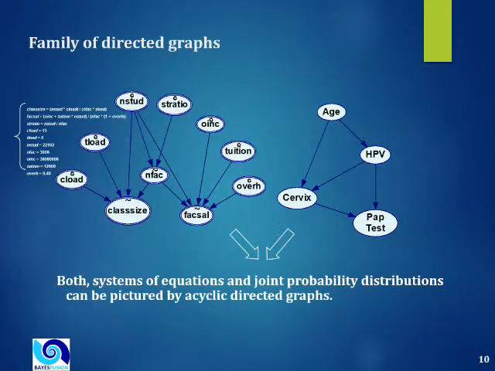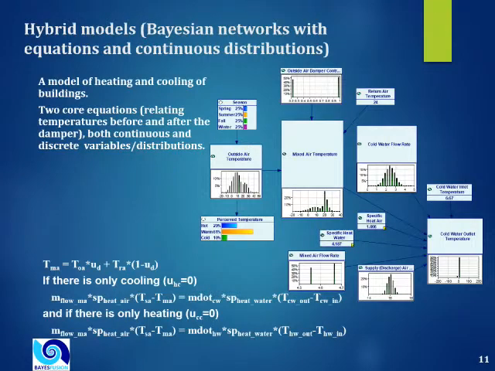Our software focuses on a representation that is a hybrid of systems of simultaneous equations and Bayesian networks. Here's an example of a hybrid network in which quite a number of nodes have equations and continuous distributions in them, and then you can also have discrete nodes and influences that are typical of discrete Bayesian networks. These are hybrid Bayesian networks.